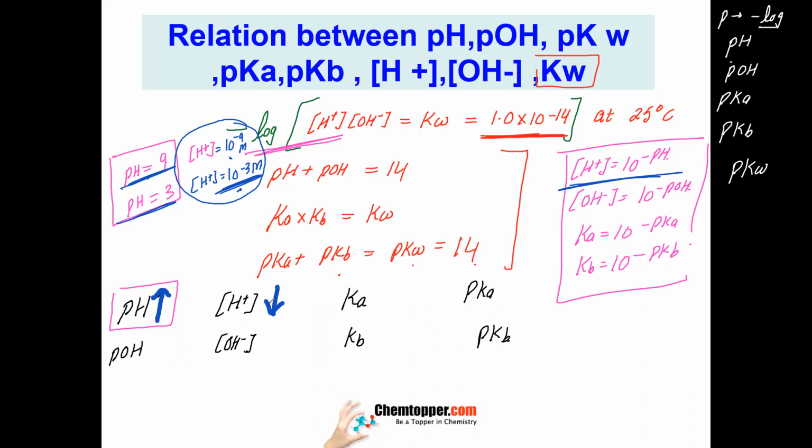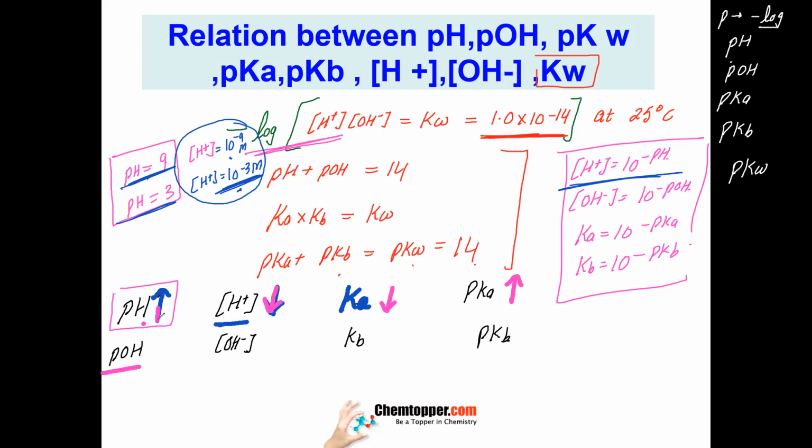If H plus is less, then it means the dissociation of the acid is less. Then what happens to Ka value? Ka value will be less or more? If the concentration of H plus is less, Ka will be less. Very good. What happens to pKa? pKa is negative log, so it will be more. Same relation. pH is more, H plus is less, Ka is less, pKa is more. Please write down this. What about pOH?